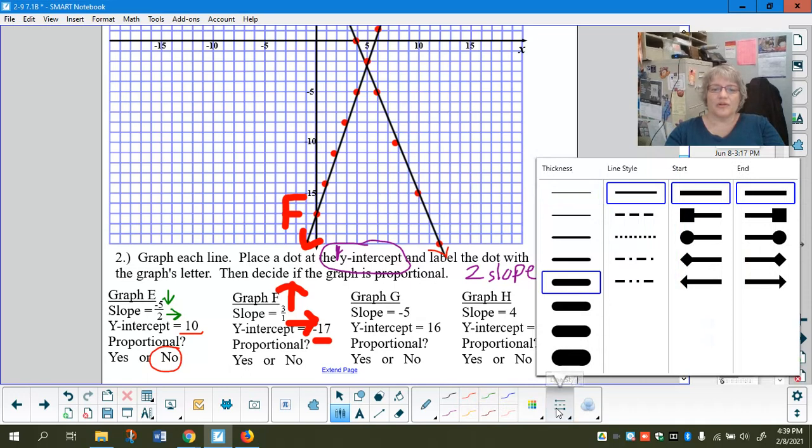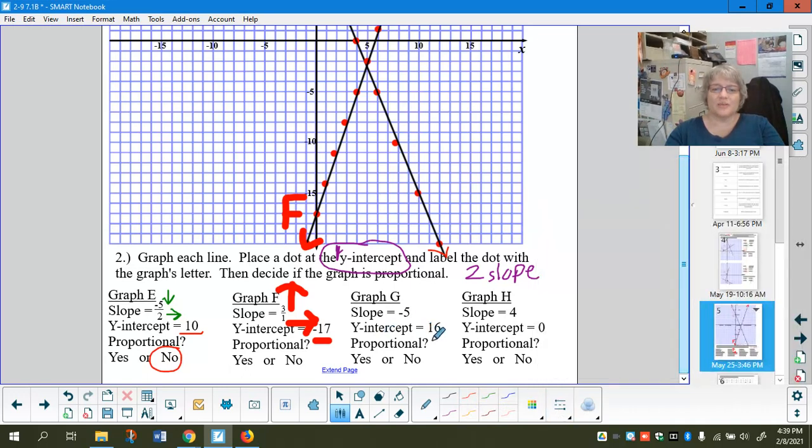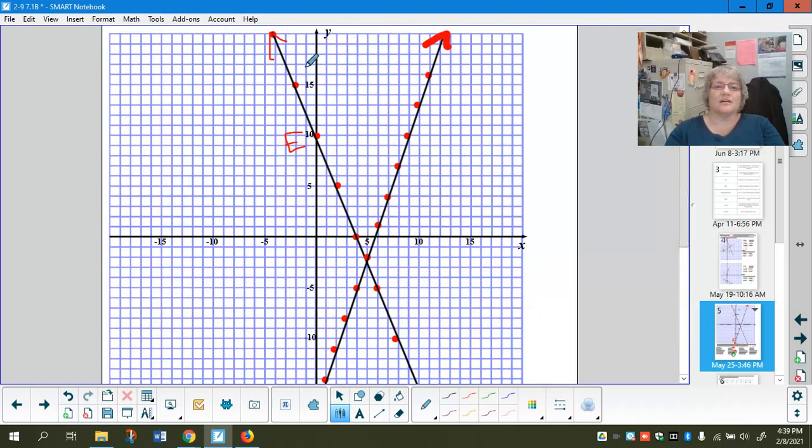Start with a new color here. Graph G. Graph G has a y-intercept of, oh, I forgot to do proportional or not. So this graph right here, it was a straight line, but it did not hit 0, 0, so it was a no. Okay, graph G, y-intercept of 16, all the way up here. Put your dot. Label it G, so you don't forget like I keep doing.